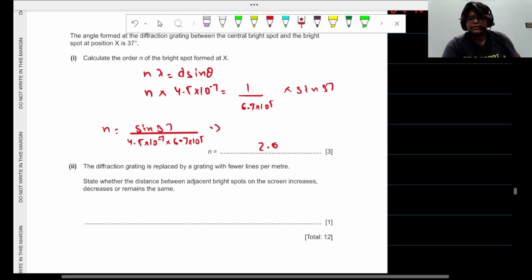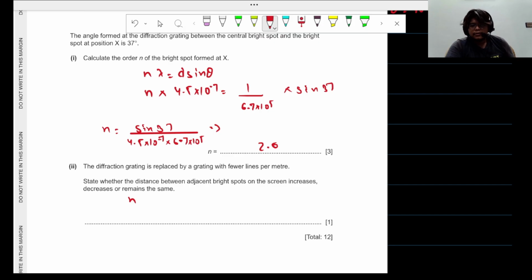So I'll just use this formula. We know that n lambda is equal to d sine theta, right? Now I can write d in this way. n lambda is equal to d, which would be 1 upon the number of lines, I'm writing it N0, times sine theta. So now we need to relate N0 with sine theta, right? So N0 is equal to sine theta upon n lambda.